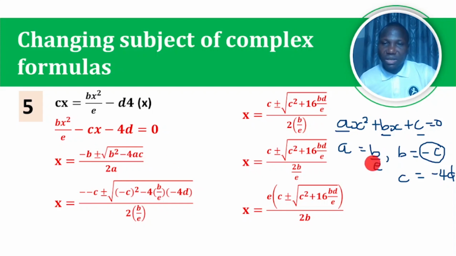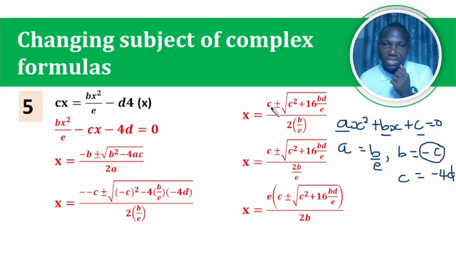A is this, look at your a here, a is b over e. So you have minus 4 open bracket b over e times your c. Your c here, c is minus 4d. So our c here is minus 4d. Now simplify this expression further. Minus times minus will give us plus.